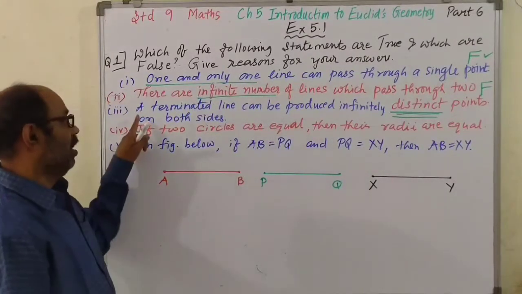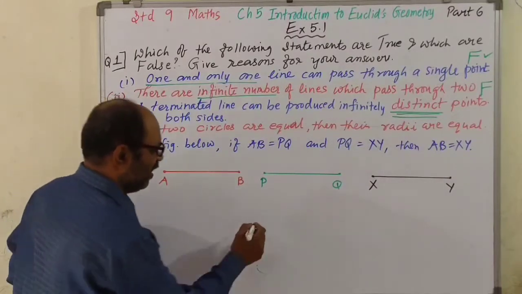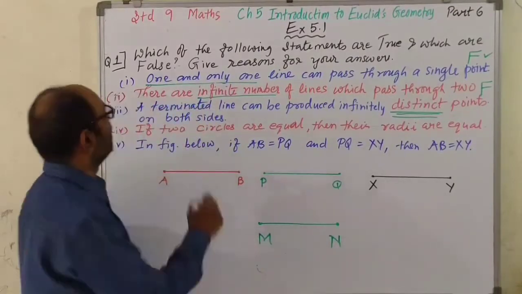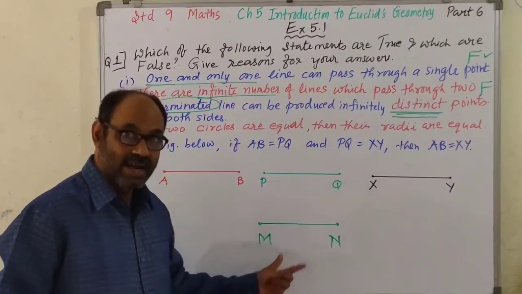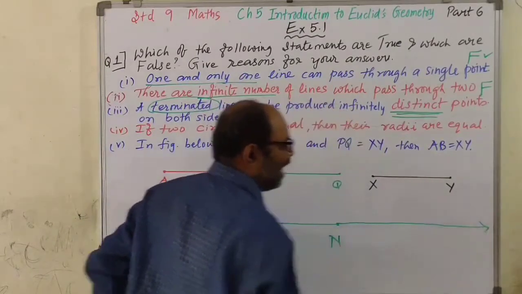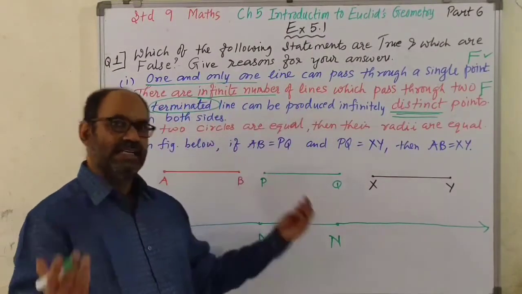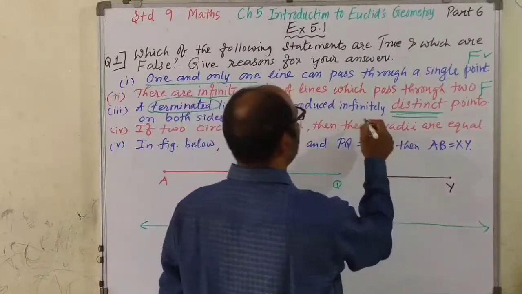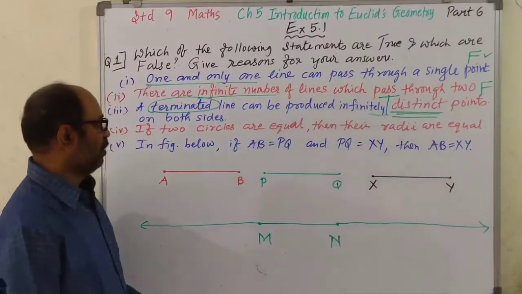Now, third, a terminated line can be produced infinitely on both sides. Now this, let's say MN. Because we have ends, it is called a terminated line. Both the ends are there. You can produce. Produce means extend. Produce means extend in this direction, and if you want, you can extend in this direction also. A terminated line can be produced infinitely on both sides. Yes, that is one of Euclid's postulates. So this statement is true. Alright. Let's move to the fourth one.